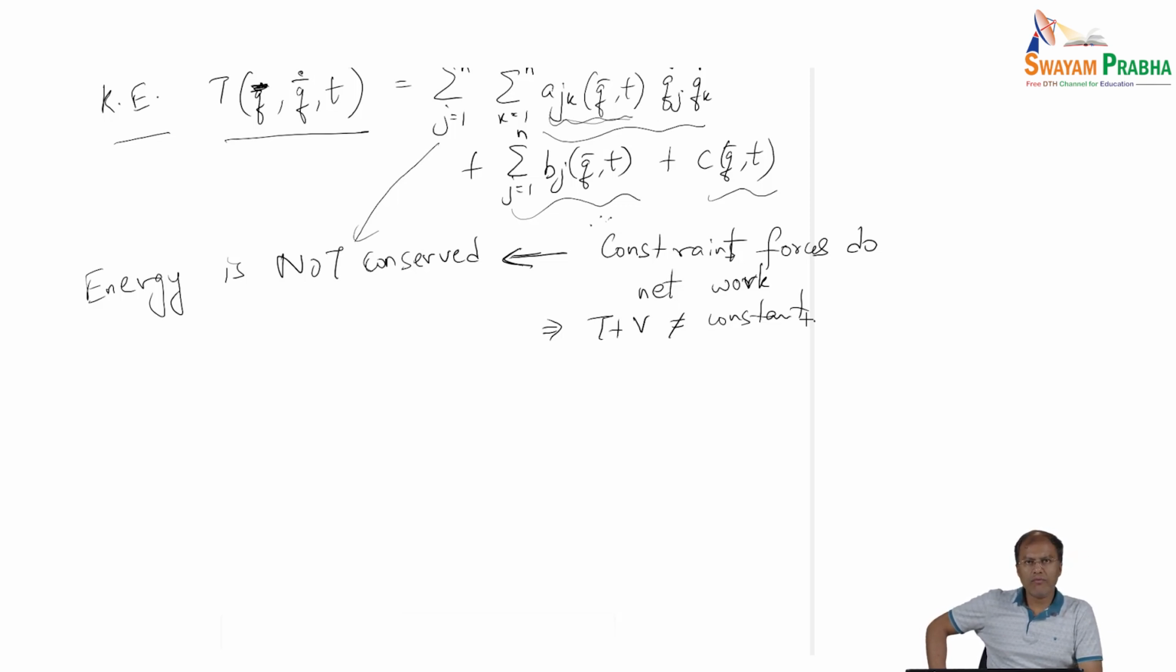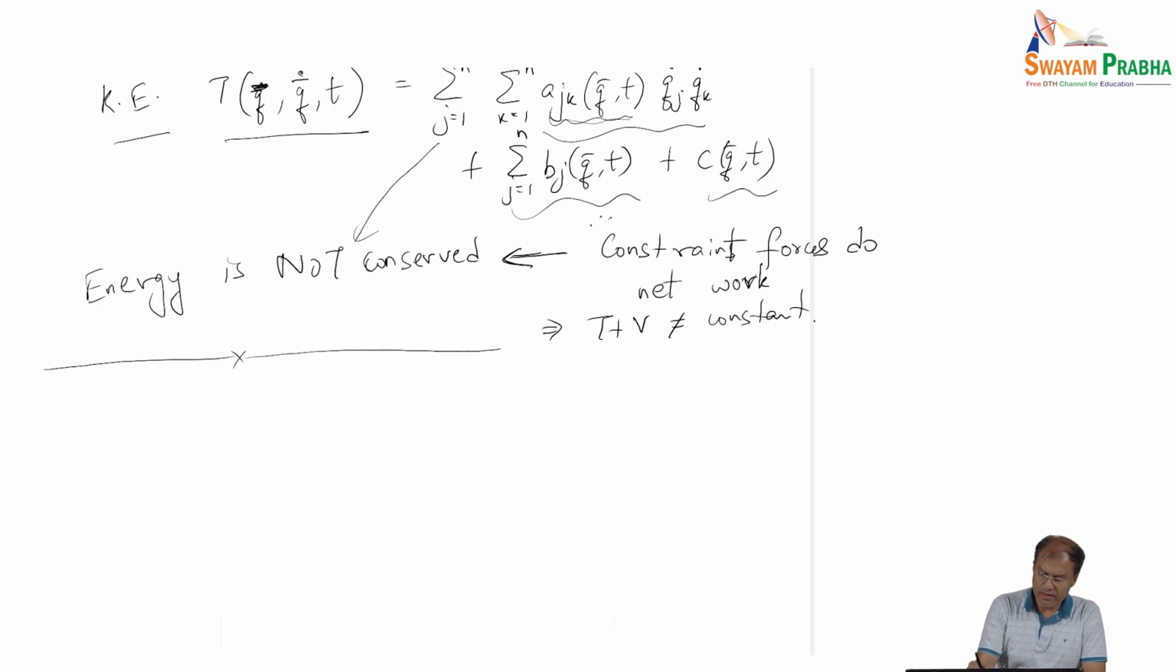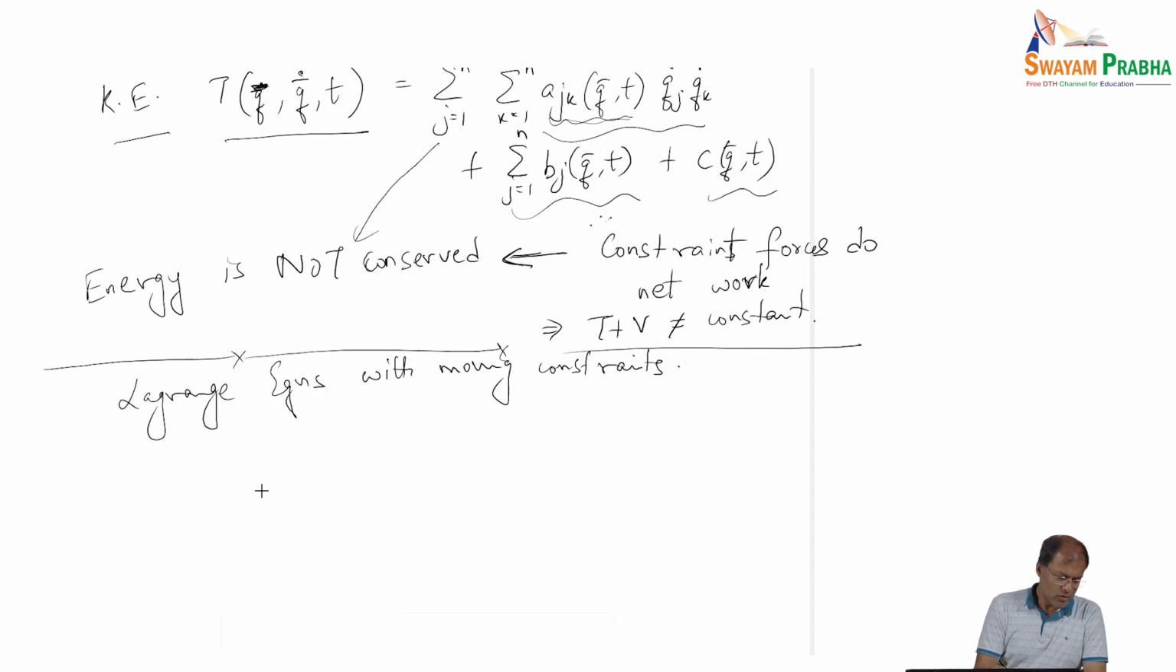So what we have to do is to set up again the Lagrange equation with moving constraints. So let us try and do that. Lagrange equations with moving constraints. So the question that we have to ask again, the one that we asked a few slides back, is: can we have a consequent principle of virtual work for non-holonomic systems as well, like we had a principle of virtual work for holonomic systems.